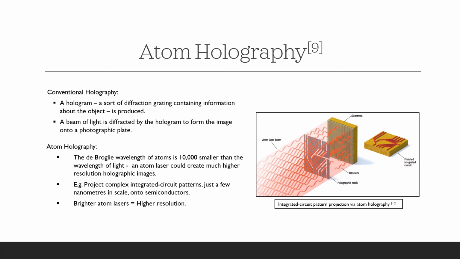An example of this concept is displayed in the figure to the right, where the atomic beam is used to project a nanoscale pattern of an integrated circuit onto a semiconductor. A high flux is desired as the more atoms flowing per second, the more atoms there will be diffracting through the grating, creating a clearer and more intense image.